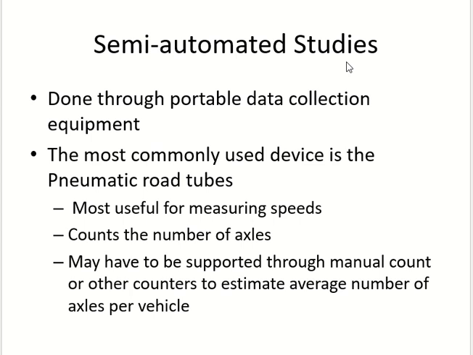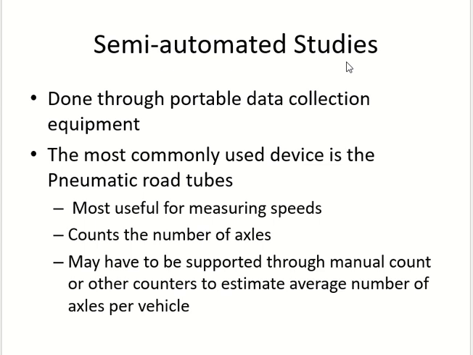You can use the tube for measuring the speed as well, because the tube can record the time. When did the first axle cross, and when did the second axle cross? Using the time and the distance between the two axles, you can measure the speed, but it will need some calculations. The tube will not give you the speed. You have to do some calculations yourself. You may have to make your own program.